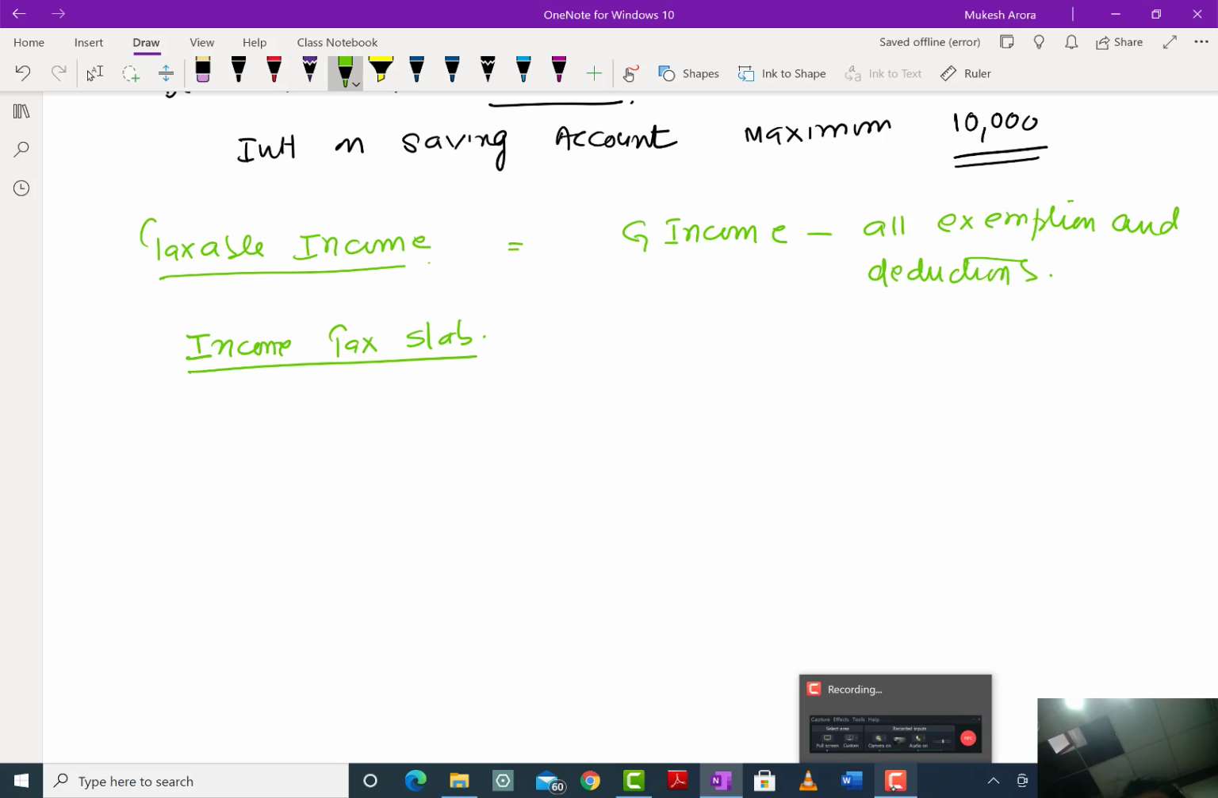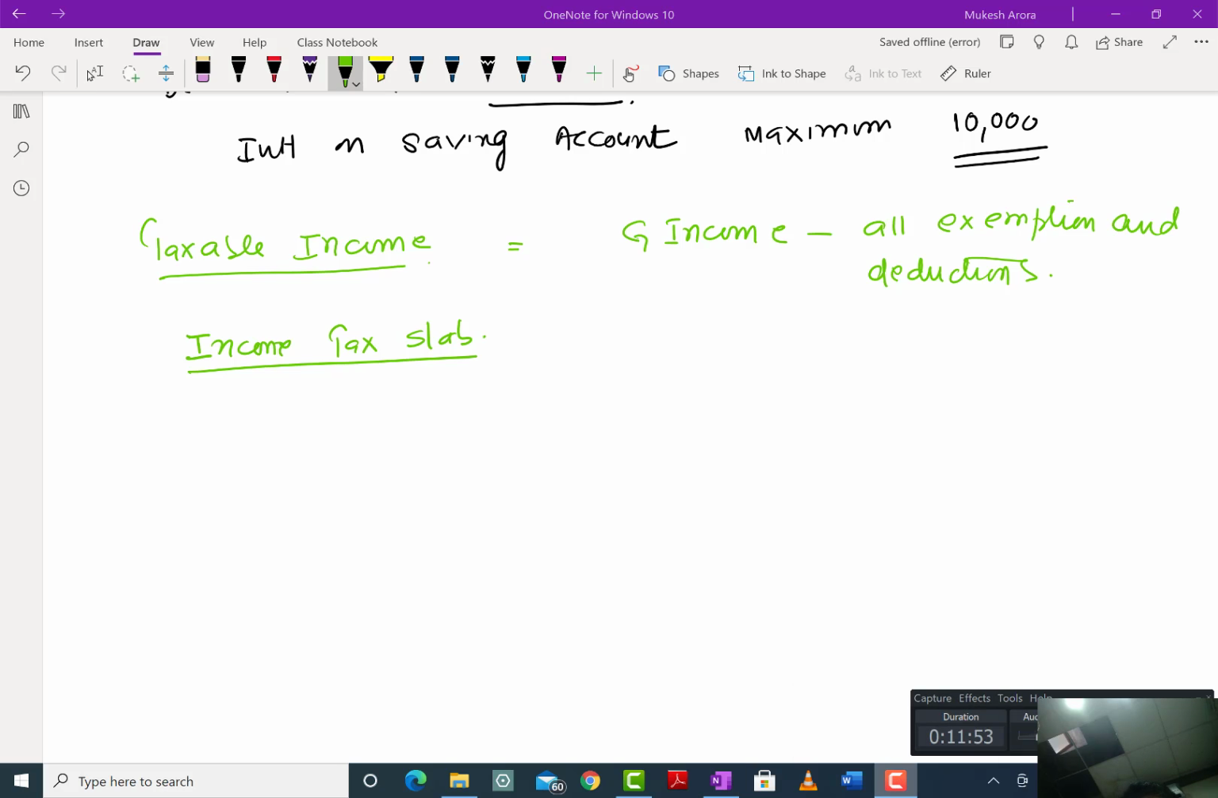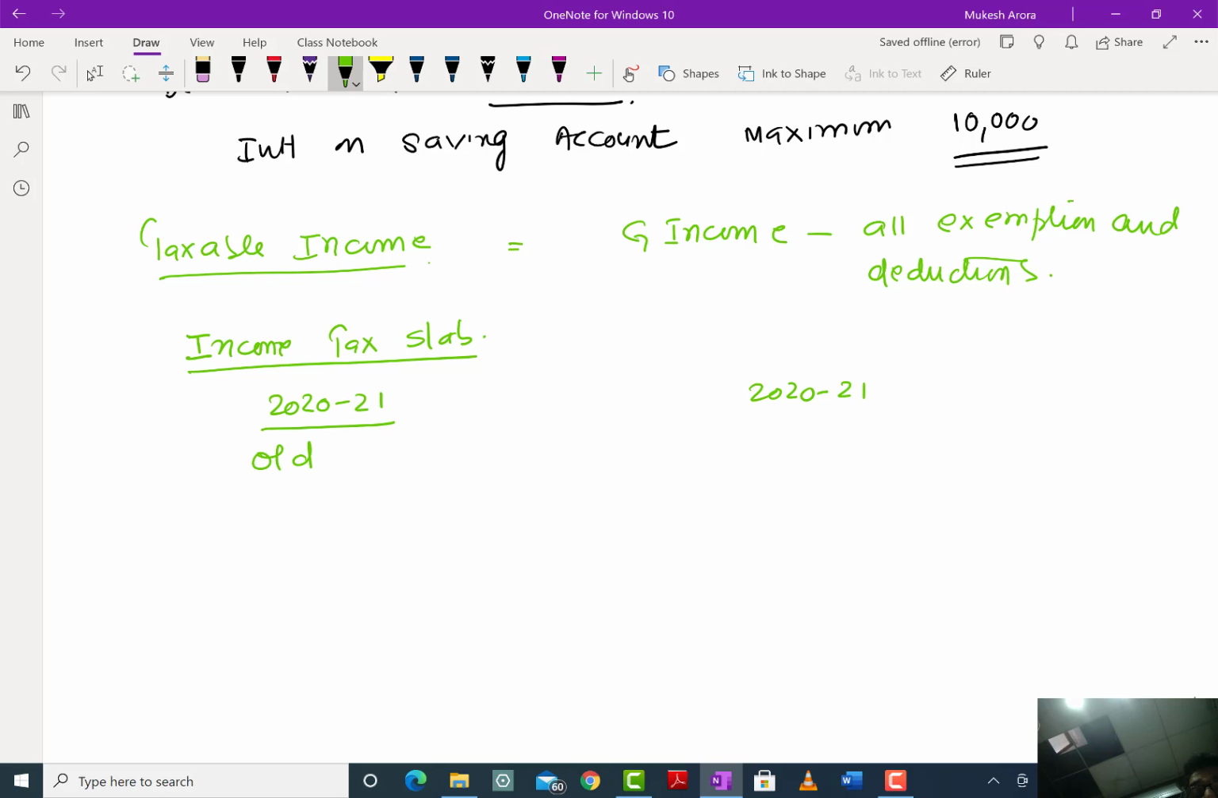Income tax slab is what? A different slab is given. We have two slabs now, 2020 and 21. One is the old, and in 2021 we have a new slab also. That we will see in your book, and in the book it's given. I'll share how to read it.